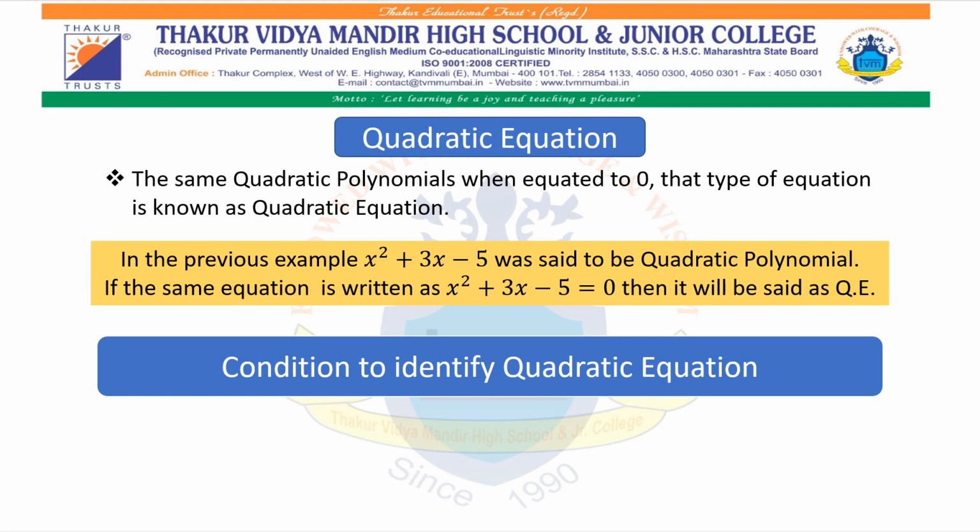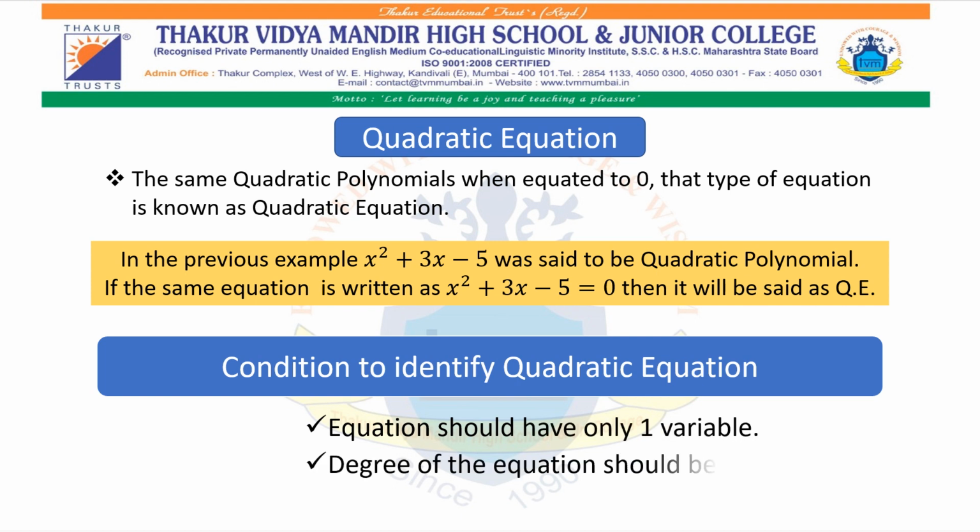Let us see the condition to identify quadratic equation. There are total 3 conditions which has to be satisfied. Condition number 1. Equation should have only one variable. Second condition is degree of the equation should be 2. And the last and the third condition is the value of a should not be equals to 0.